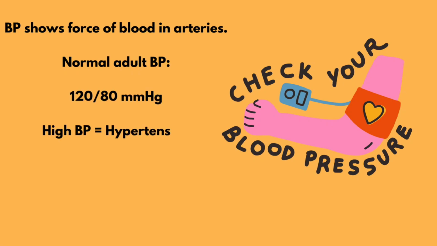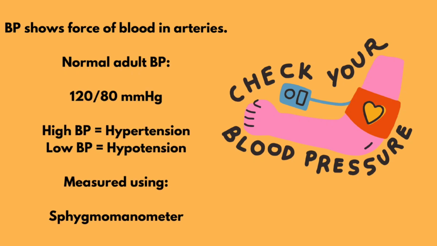So what is BP? BP shows the force of blood in the arteries, or we can say pressure against the wall of the arteries. What is the normal value of blood pressure in an adult? 120 by 80 mmHg. High BP is hypertension, low BP is hypotension. When the BP is high, in medical terms we say hypertension, and when the BP is low, in medical terms we say hypotension. It is measured using a sphygmomanometer.